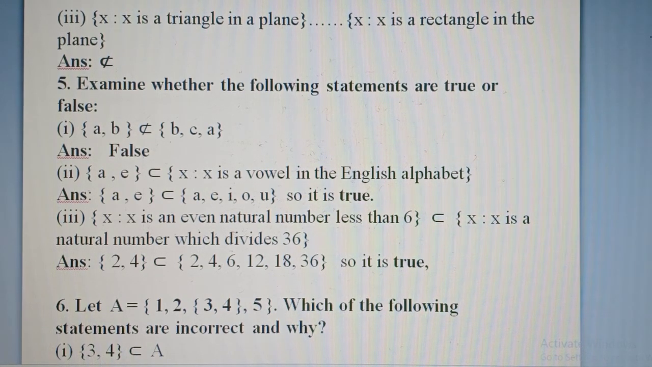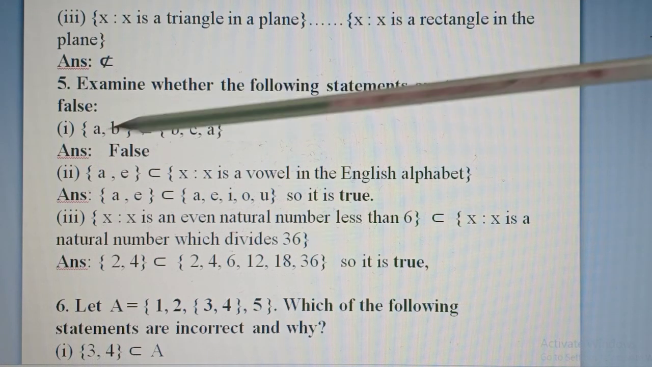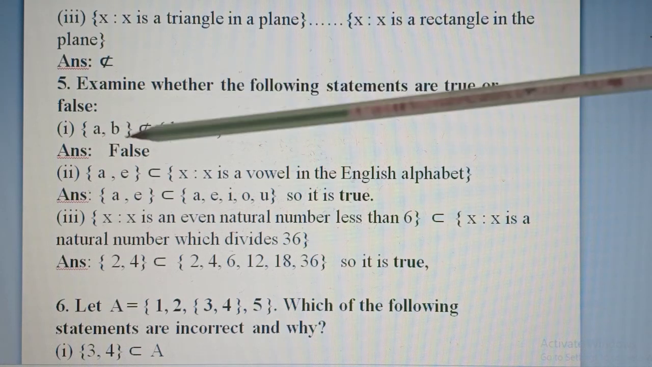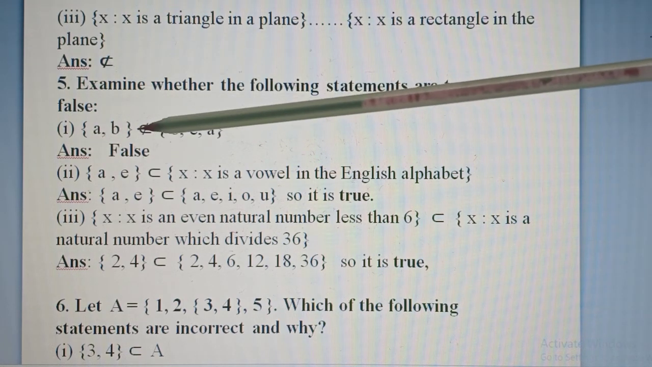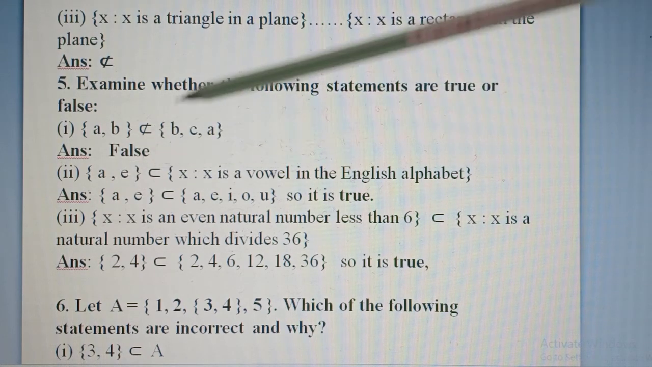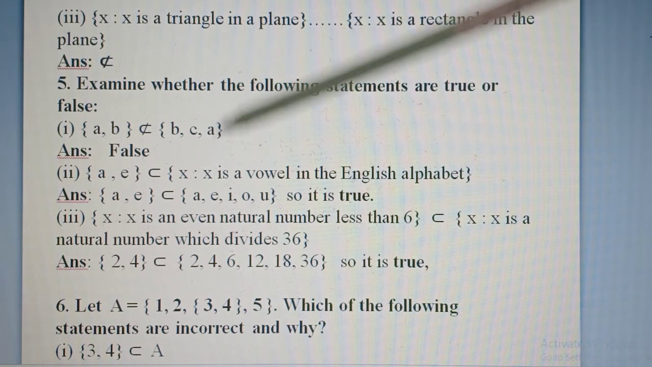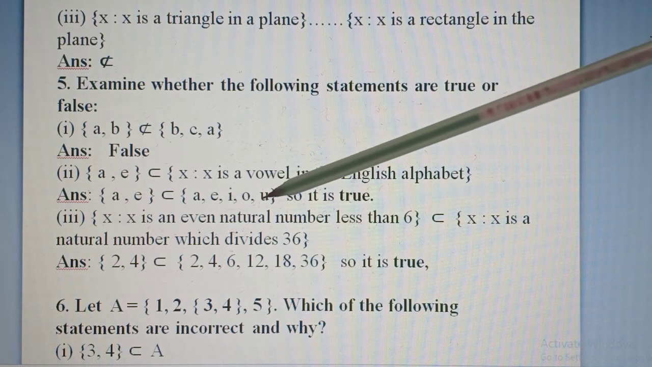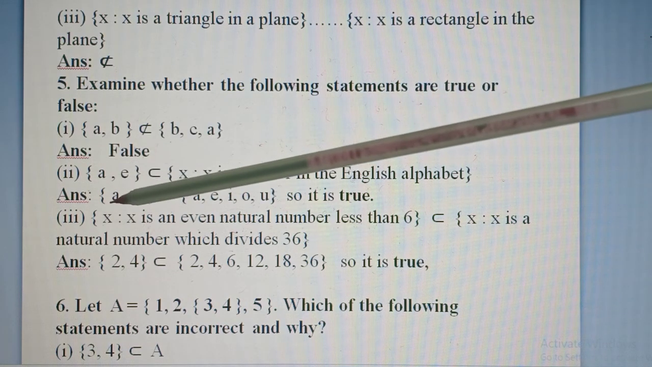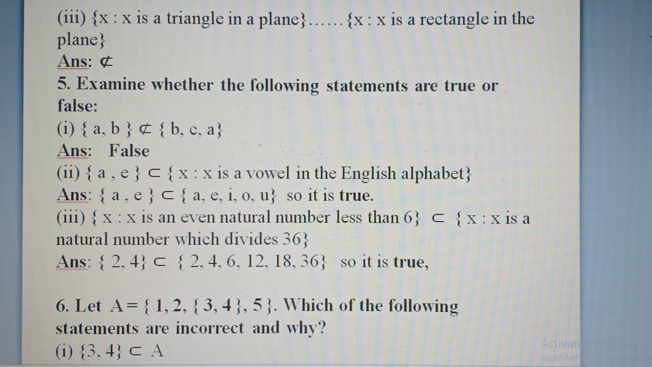Another question is related to subset. We have to examine whether the following statements are true or false. {a, b} is not a subset of {b, c, a}. But here {a, b} is present, so it is a subset, but since it is given as not a subset, the statement is false. Second question is, {a, e} is a subset of {x such that x is a vowel in the English alphabet}. The vowels are A, E, I, O, U, and in the first set the elements are a, e. So {a, e} is present in the second set, so it is a subset, so it is true.